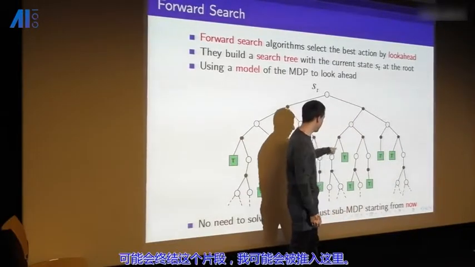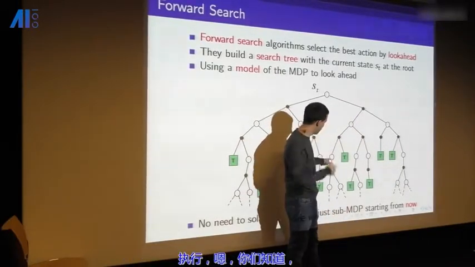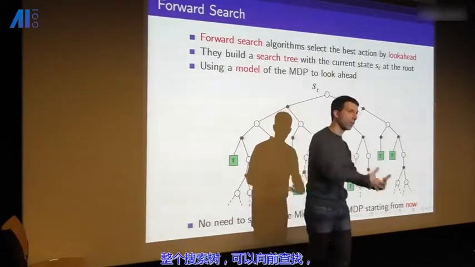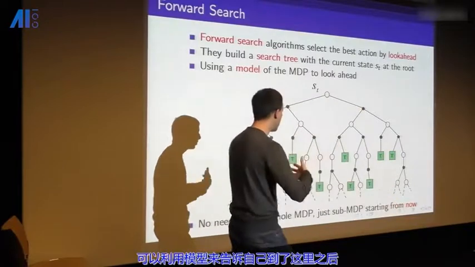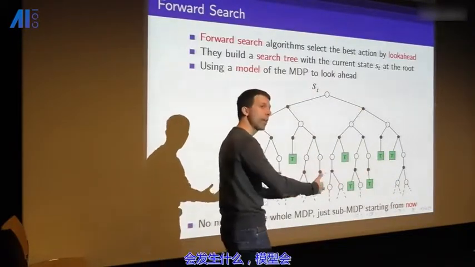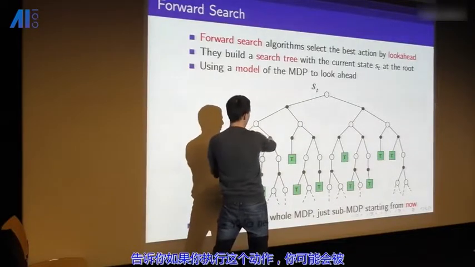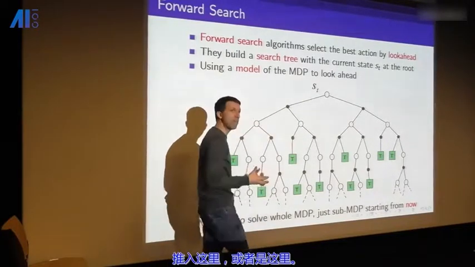That might terminate the episode. This might blow me to here. Take this action here, and so forth. You can build the whole search tree. You can look ahead. You can use your model to tell you what will happen next for each of these. And the model tells you, if I take this action, I could get blown here, I could get blown here. We have the model.